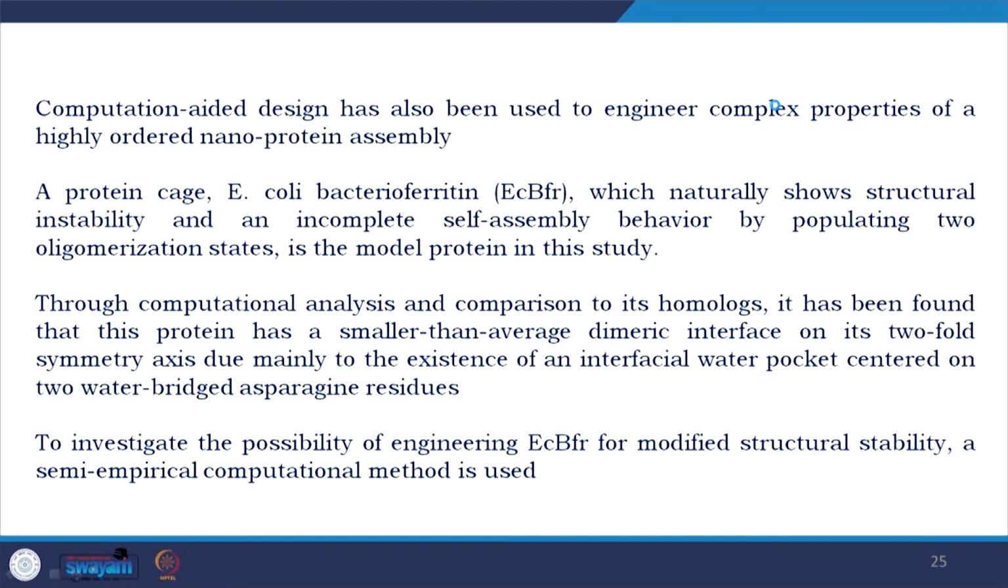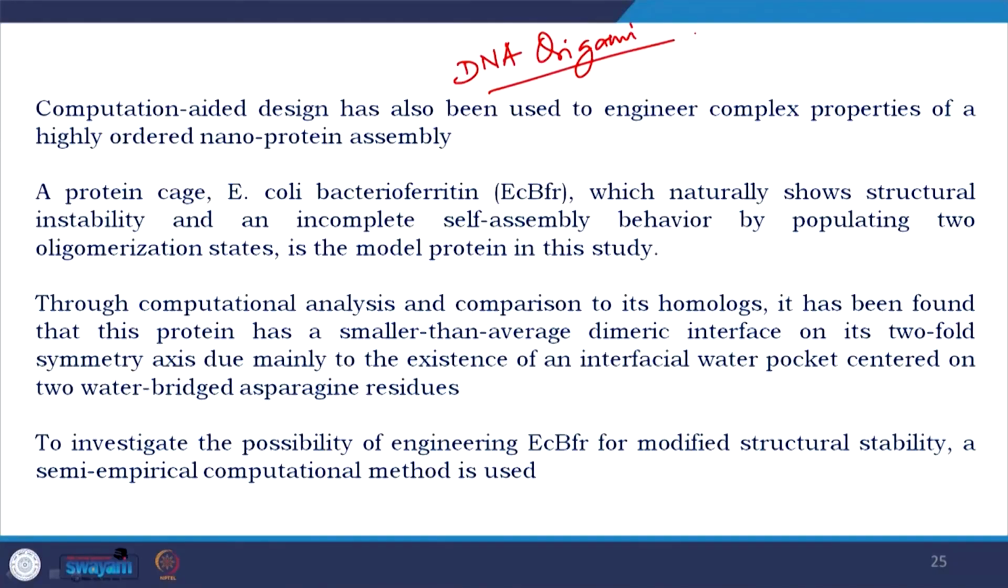Computer aided design has also been used to engineer complex properties of highly ordered nanoprotein assemblies. If you do not have an idea, I have talked about this. So, nanoprotein assembly comes from the inspiration of DNA origami. DNA origami is a field where a lot of DNAs fold together to develop a kind of 2D, 3D structure, and that is used here. I talked about the story of using the principle of DNA origami in Baker's lab.